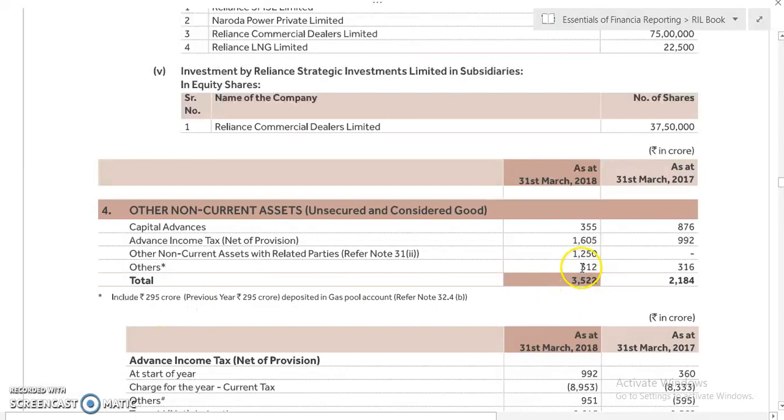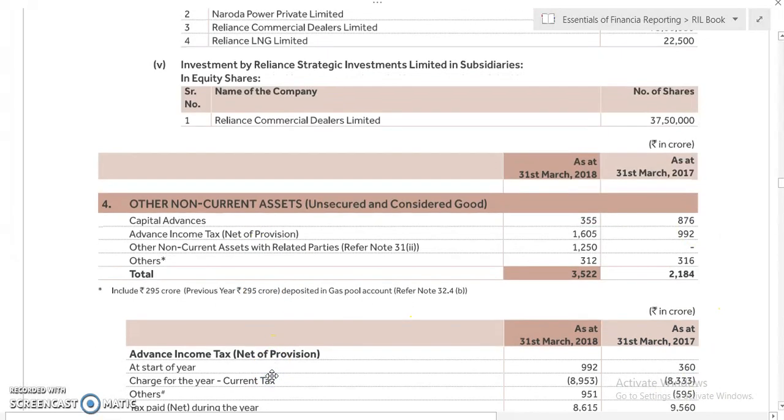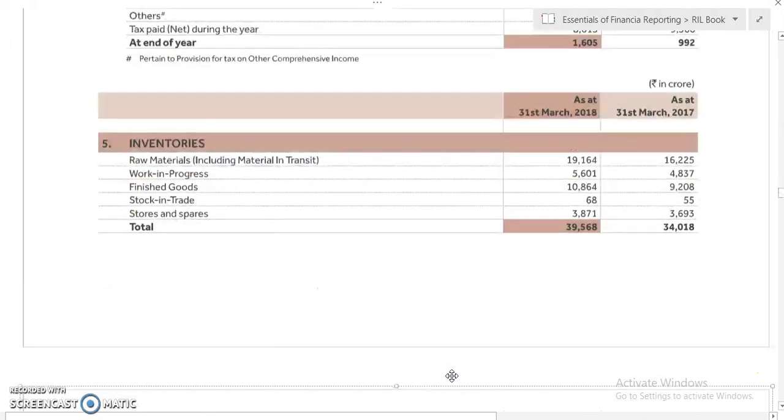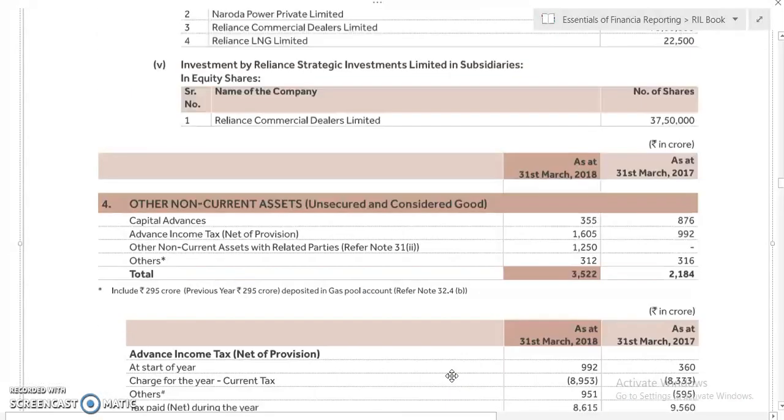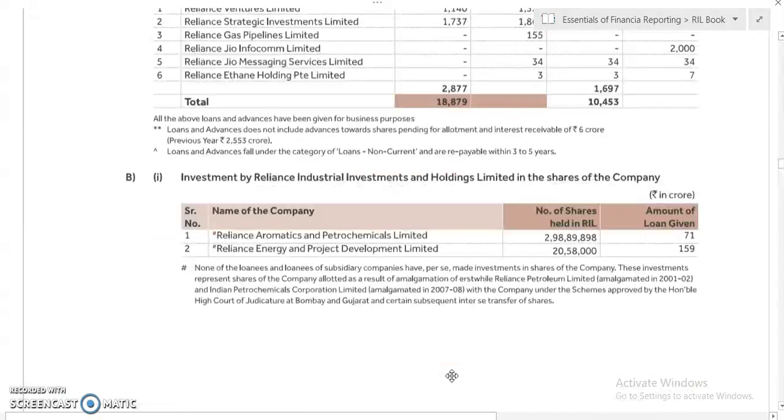Out of 312 crores, 295 are related to the gas pool account deposit, which was paid. Which is normal as a business activity. Now advance income tax also is broken down into more details on how much it was at the beginning of the year, how much tax they paid this year, and then they paid more money for this year. So the net balance is how much. So this is how we need to see the details of the balance sheet.